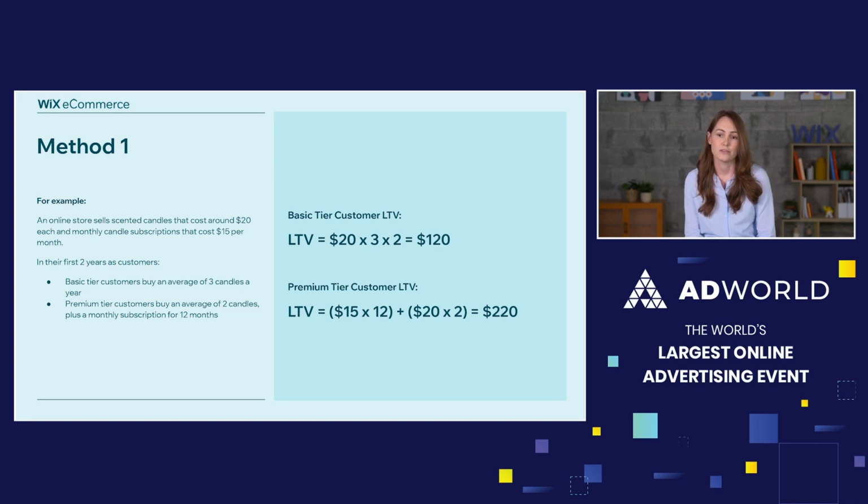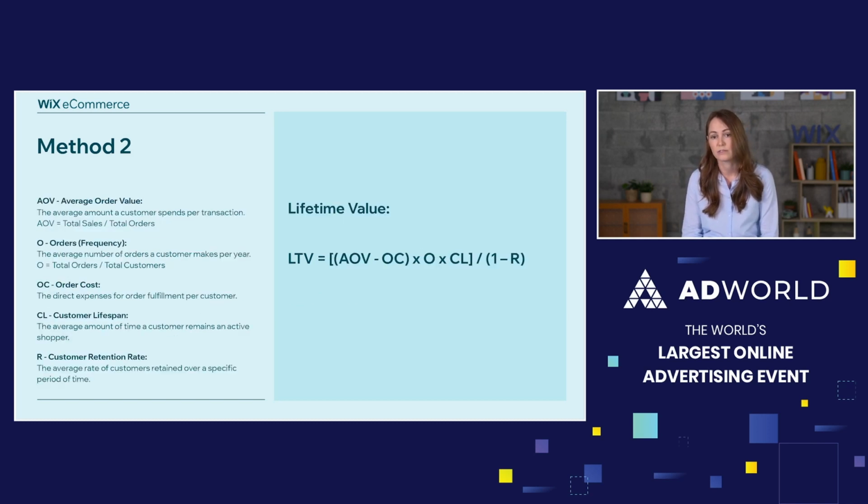At this point, you're probably saying to me, well, there's some things you're not taking into account here, because my customer might be spending that money, but that's not what I'm actually earning because I have fulfillment costs. Plus, I don't retain all of my customers. To which I would say, you're absolutely right. So let's move on to method 2, which does account for those variables.